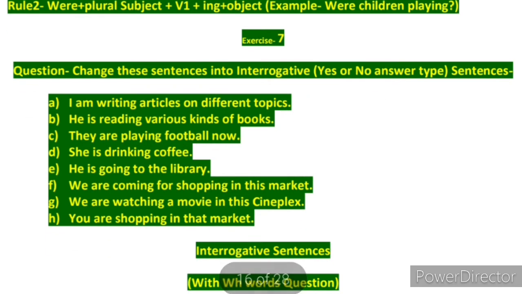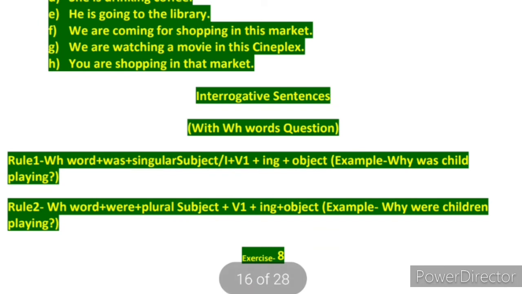Here are some examples. I am writing, answer will be am I writing. Next, he is reading, is he reading, and we will add a question mark at the last. Then they are playing football now, the next answer will be are they playing football now, question mark. She is drinking coffee, is she drinking coffee, question mark. Now interrogative sentences with WH words.